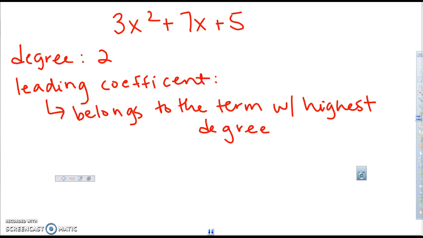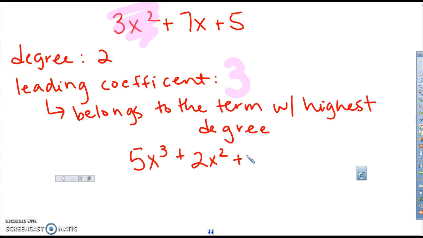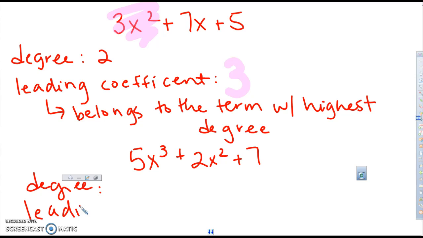So in this case, 3x squared was the term with the highest degree because it had degree 2. The coefficient in front of the x is a 3. So my leading coefficient would be a 3. Now try 5x cubed plus 2x squared plus 7. Find the degree and the leading coefficient on your own.